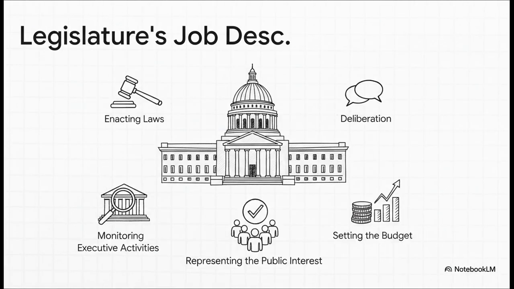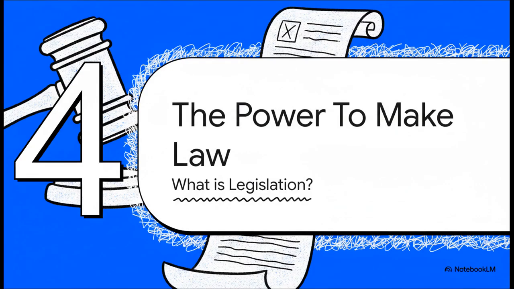But here's the thing, making laws is just one piece of a much, much bigger job. Legislatures are also the main stage for debating big national issues. They're supposed to be a watchdog, keeping an eye on what the executive branch is up to. They control the purse strings by setting the budget. And all of these jobs, every single one, is done in service of what's supposed to be their most important function, representing the public interest. Okay, Section 4, the power to make law.